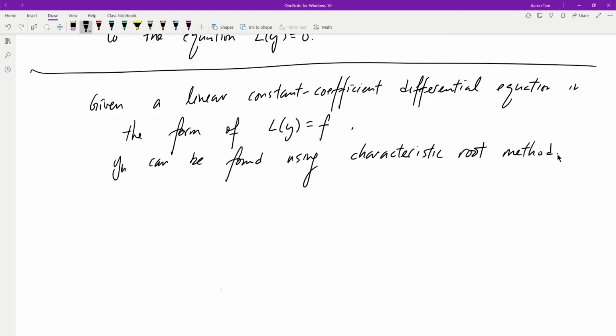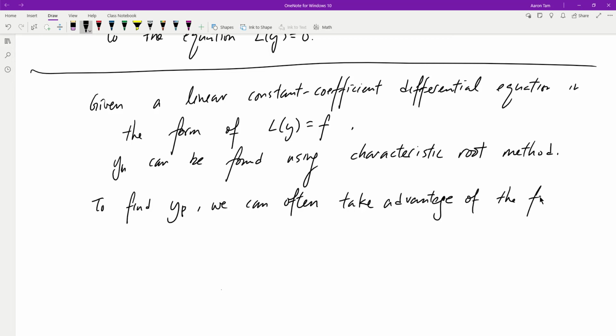But before we get to those two methods, I do want to point out something interesting that we can also use. To find y sub p, we can often take advantage of the fact that we have a linear operator. What do I mean by that? Well, let me show you. I'll take advantage of the fact that L is linear.